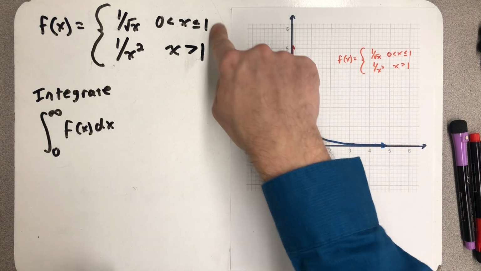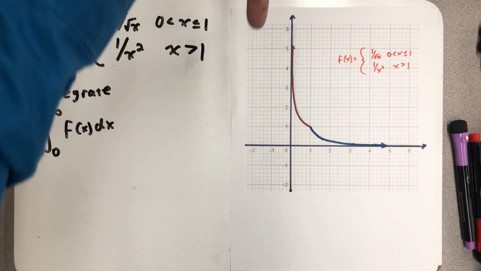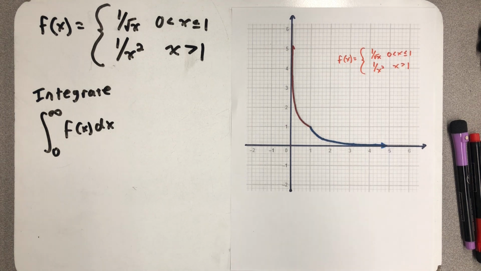Right? If I think about plugging a 1 into this, I'll get 1. If I think about plugging a 1 into that, I'll also get a 1. The limits from the left-hand and right-hand side equal each other, and the function is defined at that point. So we have a function that's nice, happy, and continuous. So I think this integral does exist.